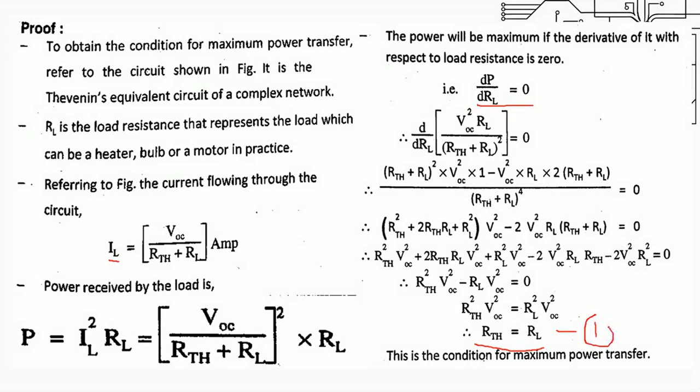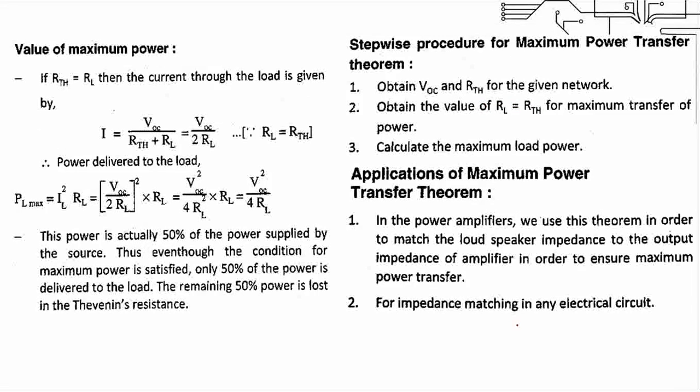Give this as equation number 1. And this is the condition for maximum power transfer. So till this point we have covered in last lecture. In today's lecture we are going to see what is the value of maximum power, how to calculate the maximum power. If RL is equal to RTh is the condition, then how to calculate the maximum power? For that we have to also see the formula. Similarly, what are the stepwise procedure to solve the maximum power transfer theorem, and what are the applications of the maximum power transfer theorem? So these 3 points we are going to cover up in today's lecture.